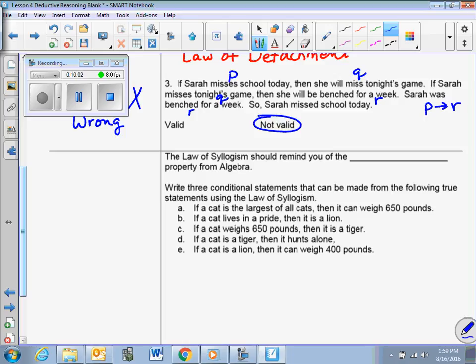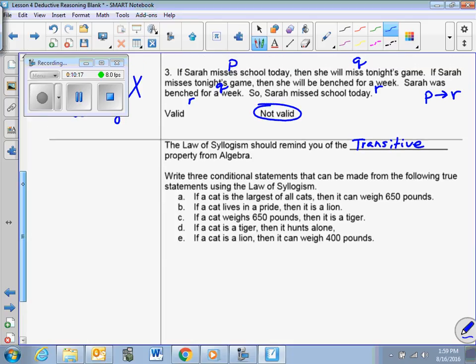About the law of syllogism, it should remind you of the transitive property. Transitive property from algebra, right? Because the transitive property says if A equals B and B equals C, then A equals C, right? So law of syllogism, maybe that'll help you to remember it.